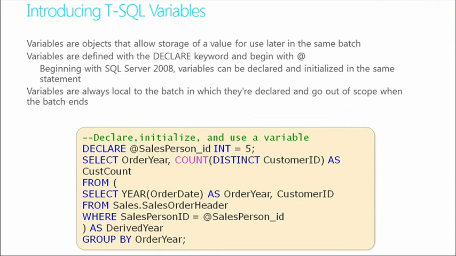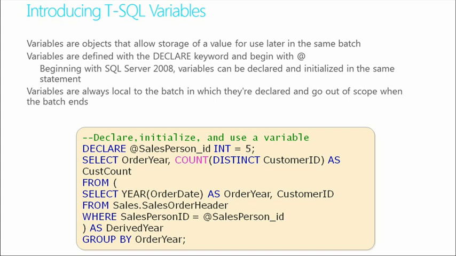Now, most often we're going to want to reuse a batch, so what we're going to want to do is include variables. This here is an example of creating a batch with a variable. We're going to declare @salespersonID as an int. We're going to select order year, and do a count on the distinct customer IDs. Then from there, we're going to do a select statement. We're going to grab the year from order date, and specify that as order year. Grab the customer ID. We're going to grab both of these from the sales order header where there's a certain ID that equals the ID that we passed in.